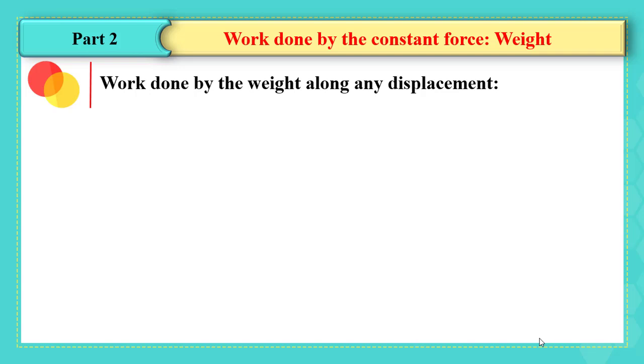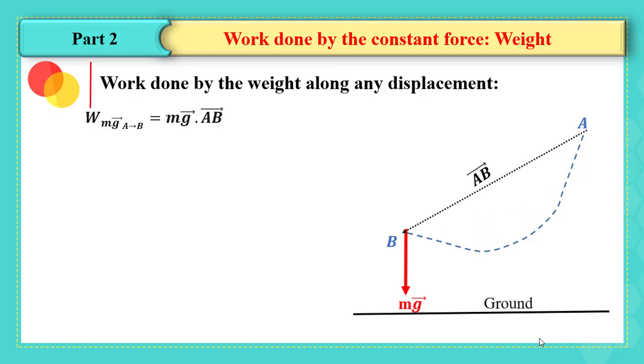Consider an object moving along a curvilinear path. The center of gravity of this object moves from point A of height hA, which is the initial height, towards point B, hB, which is the final height. The work done by the weight of the object between A and B is mg vector dot AB vector. But we said before that the work done by a constant force is independent of the path followed.